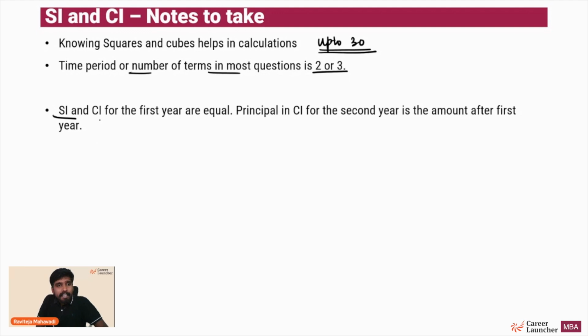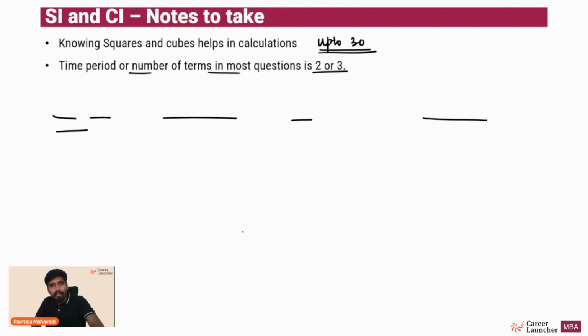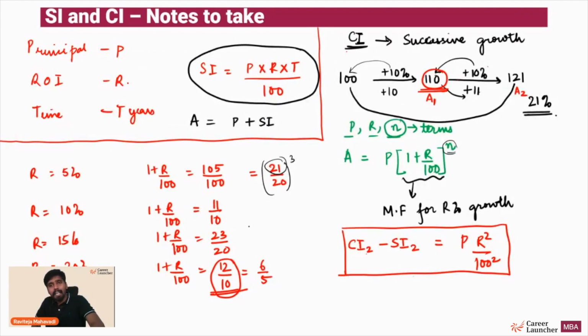Simple interest and compound interest for the first year are equal. Irrespective of whether it is simple interest or compound interest, the interest earned in the first year will be equal. The principal in compound interest for the second year is the amount after the first year. This is one thing that we need to keep in mind, which will come in very handy.